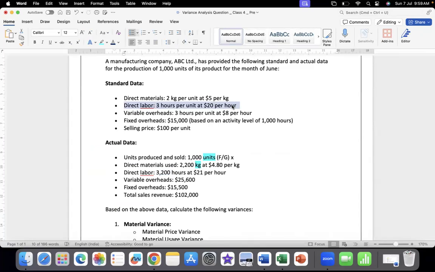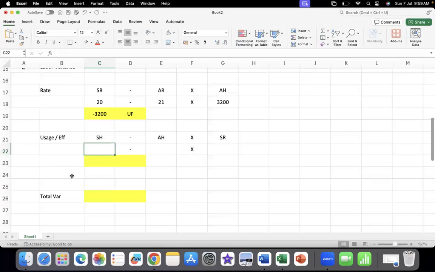Sir, 3 hours into 100. Sorry, 1,000. 3 hours, 3,000. That's the standard we decided for one unit, and you ended up producing 1,000 units. So for every one unit, you're spending 3 hours. That is your standard formula which you have already defined. So 3 hours into 1,000 is going to give you 3,000 units. Oh, sorry, 3,000 hours.